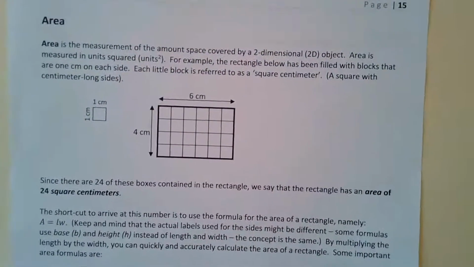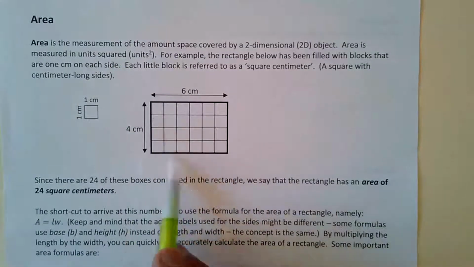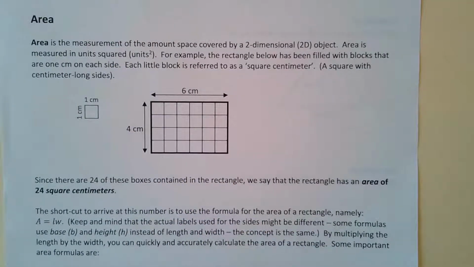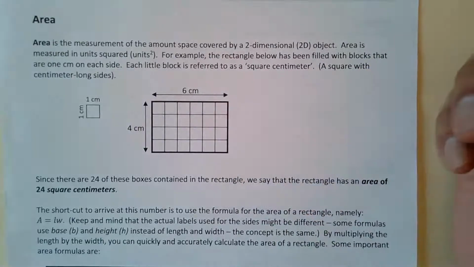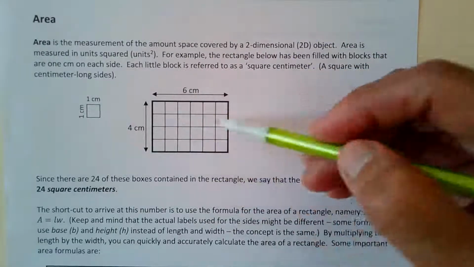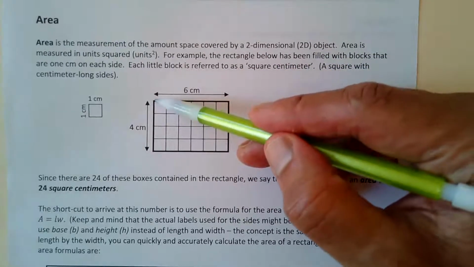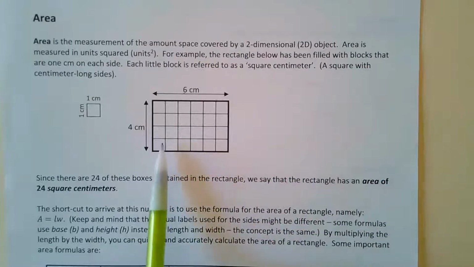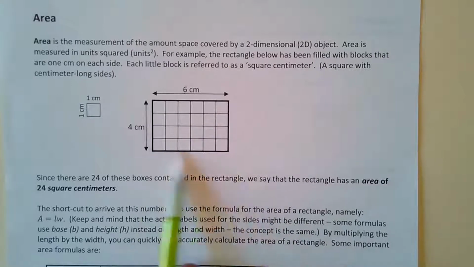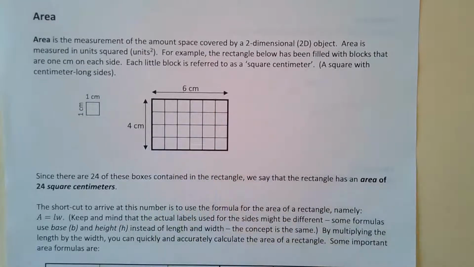But the space within it is determined by the length and the width, or the perimeter of this object, which helps to shape what the area is. For example, when we have 6 centimeters as the length and 4 centimeters as the width, that determines how we'll find the area within here.